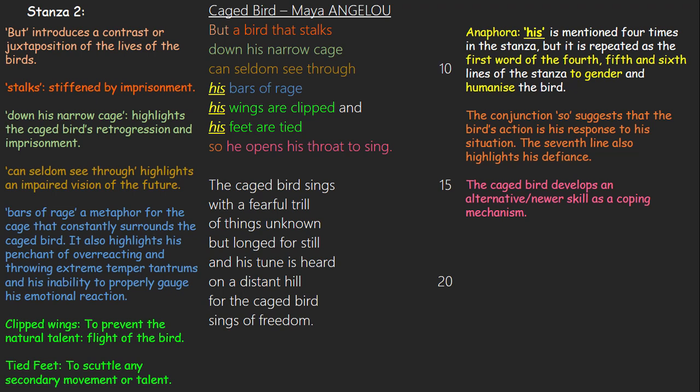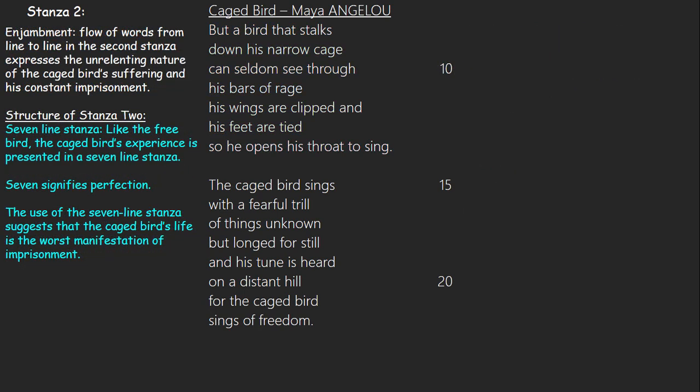So he opens his throat to sing. He opens his throat to reveal his presence. So he does it with deep emotions.